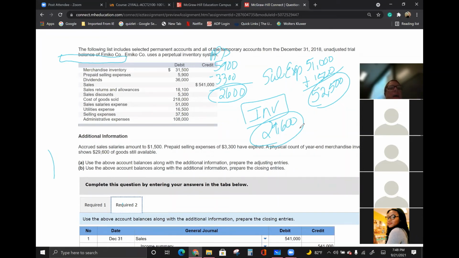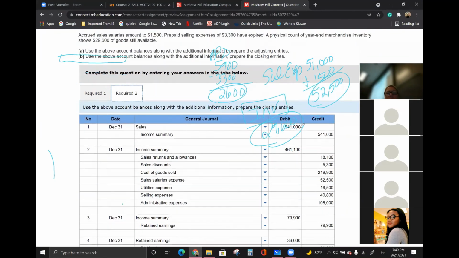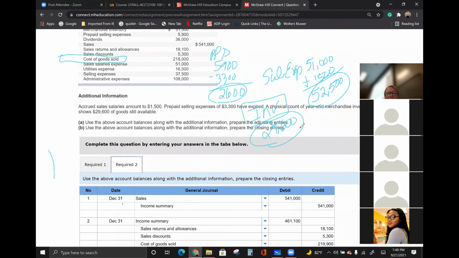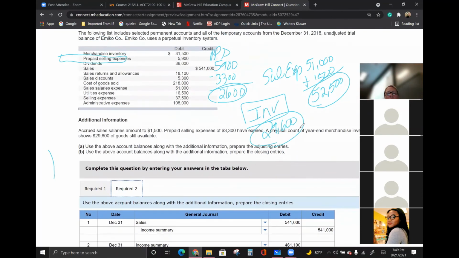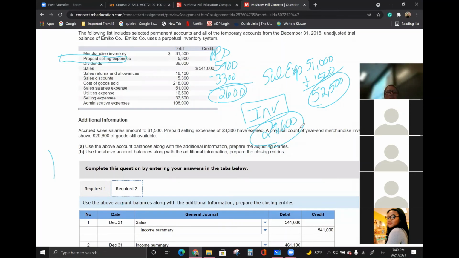It says I have sales of 541,000. I have sales returns and allowances of 18,1, so I have to deduct that from the 541. And then I have sales discounts of 5,300. So my net sales is 516. It's not doing it that way. Okay, you don't have to calculate it. You're just going to do them individually.